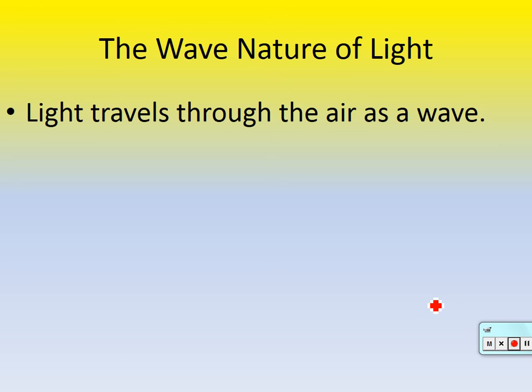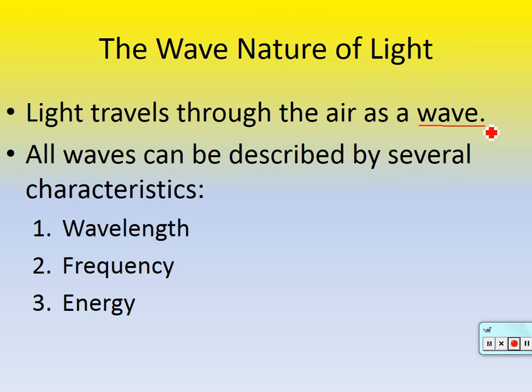Light travels through the air as a wave. You're supposed to write that down. So if light travels through the air as a wave, let's talk about waves. All waves can be described by several characteristics. You don't have to write anything here. It will be on the next slide where we talk about them in more detail.